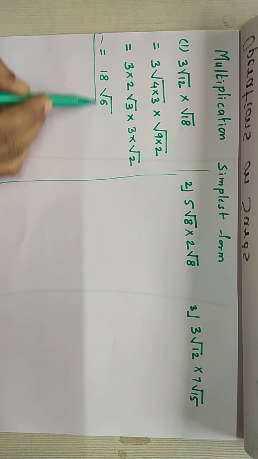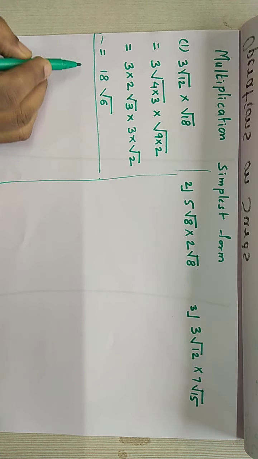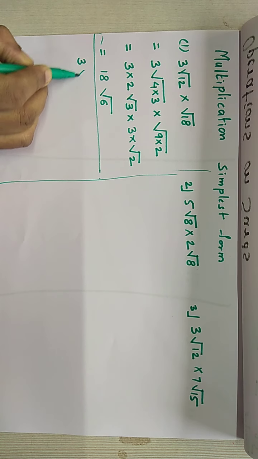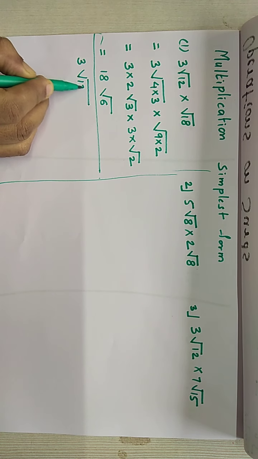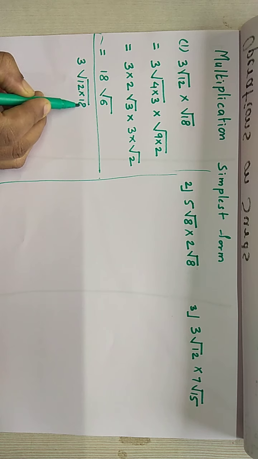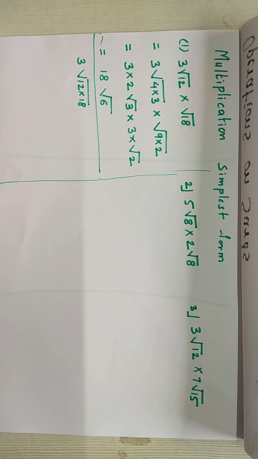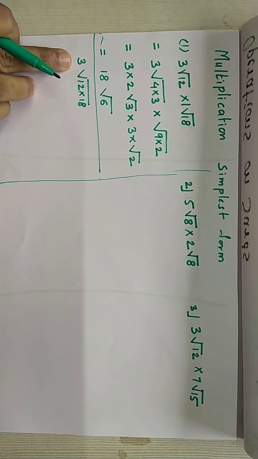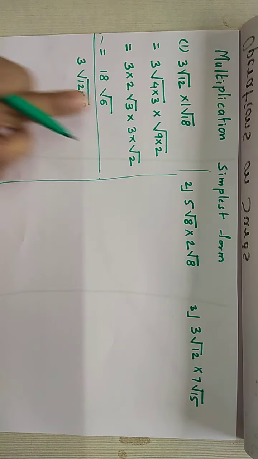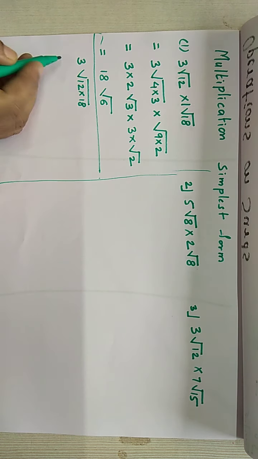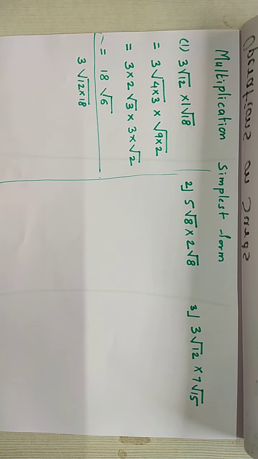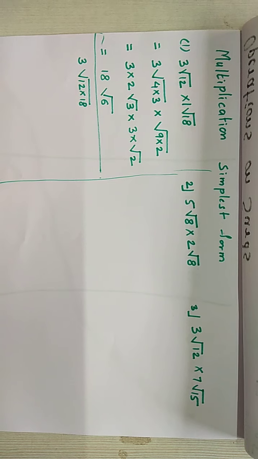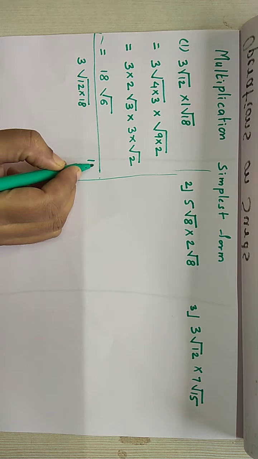Other method. What some children do. They will write 3 and 12 and 18. They will multiply directly like this inside the root, which is also correct. It's not wrong. It's correct. Okay. Outside what is there? 1. So 3 1s are 3 they'll write. And root 12 into root 18 they'll write 12 into 18. Now 12 into 18 is not a small calculation. You'll have to go to the working column. So they'll go to the working column.